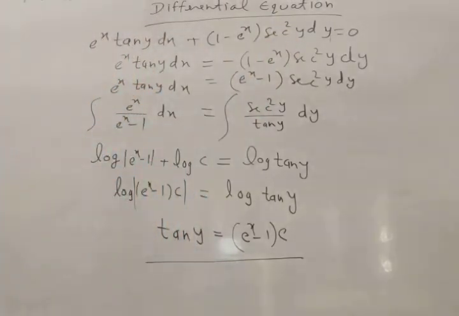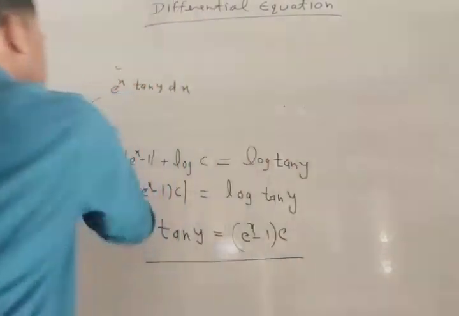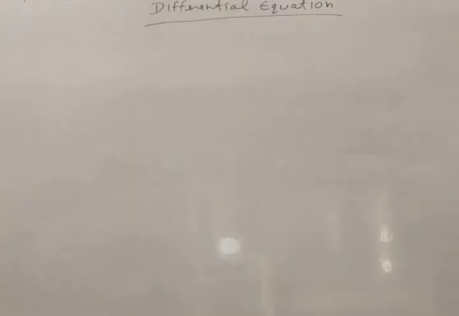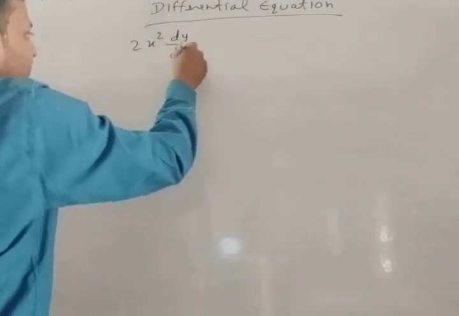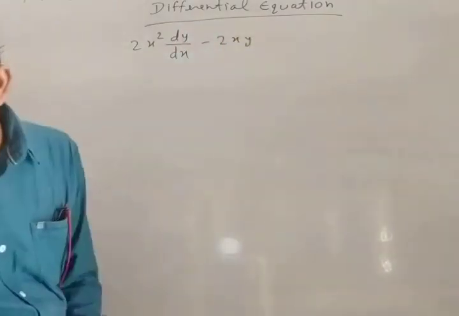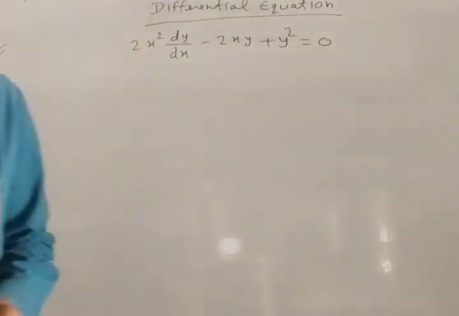Okay. Now we will see another question. Let's see. Our next question, question number 2, is 2x square dy by dx minus 2xy plus y square is equal to 0.